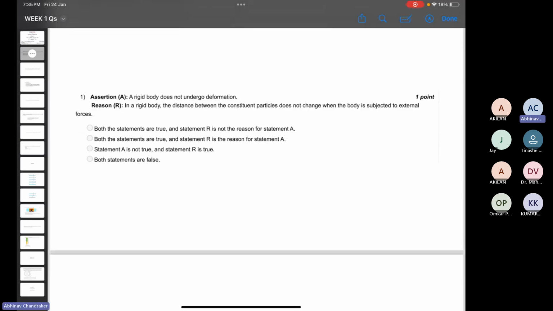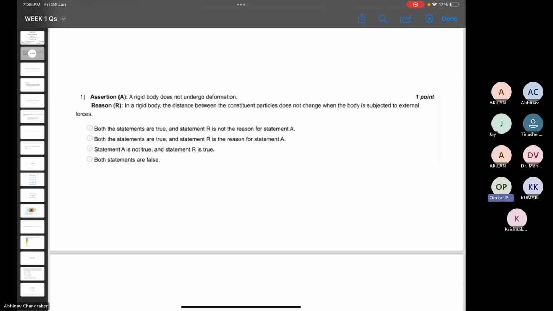Since we have a good number of participants, I'll request you all to just read the question and try to answer it yourself. You can write the correct option in chat. Then we can discuss what the answer should be. Just go through the question and spend 2 to 3 minutes.